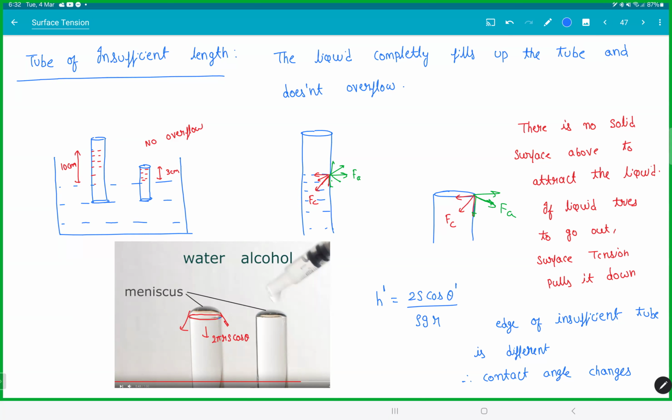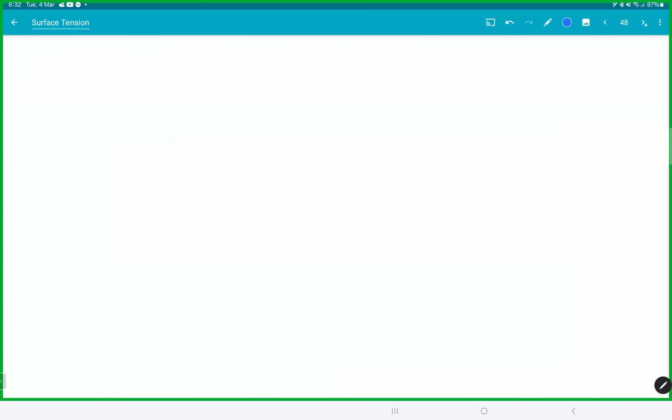Clear with this? Tube of insufficient length. There. So there's a tragedy whenever I teach this concept. But then again, it happens. Next thing. When the liquid goes up, it gently goes up, right? Where is it coming out with force?